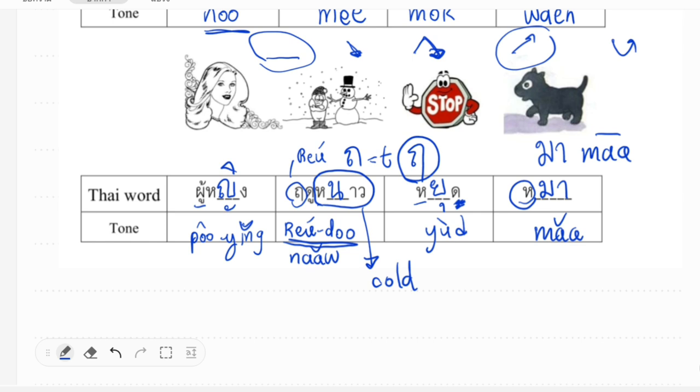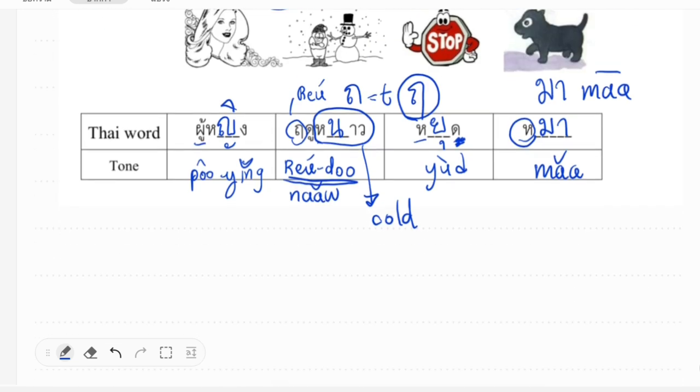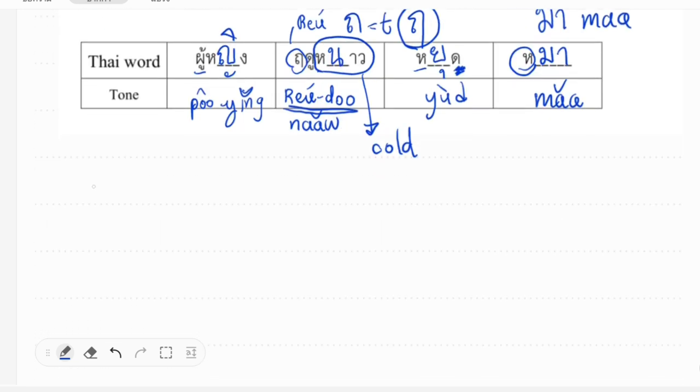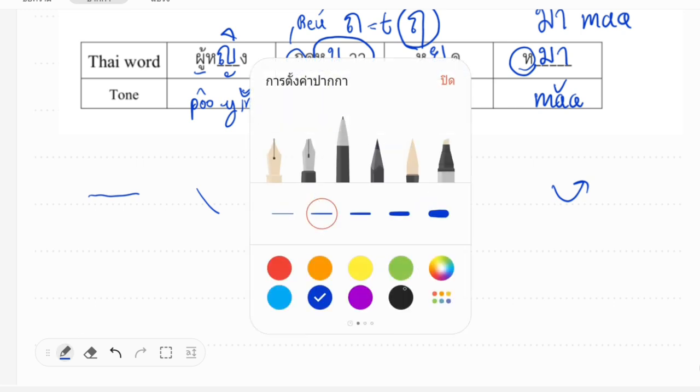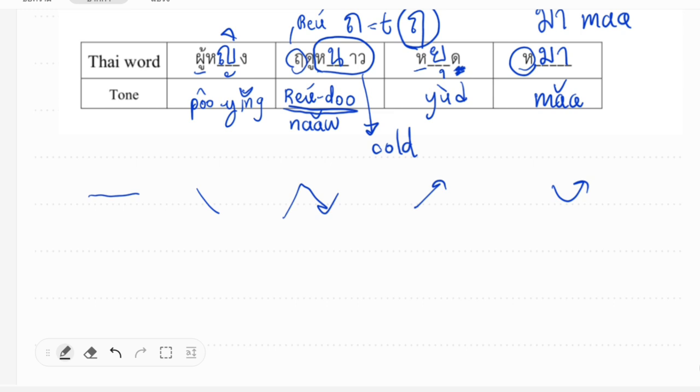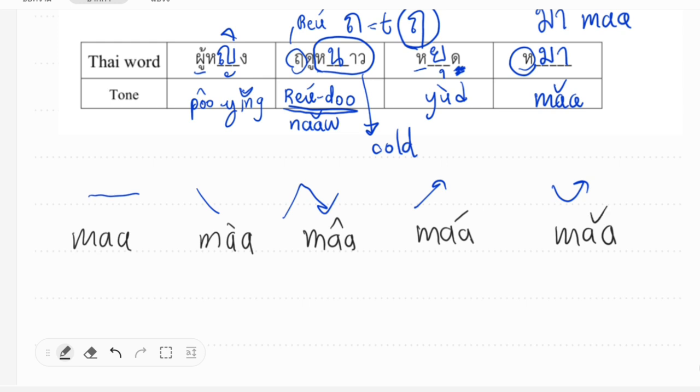Okay. You might not really understand, so I give you more explanation of all the tones here. It's low, falling, high, and rising. So here I give you the word for ma, okay? We do ma, ma, ma, ma, and ma.